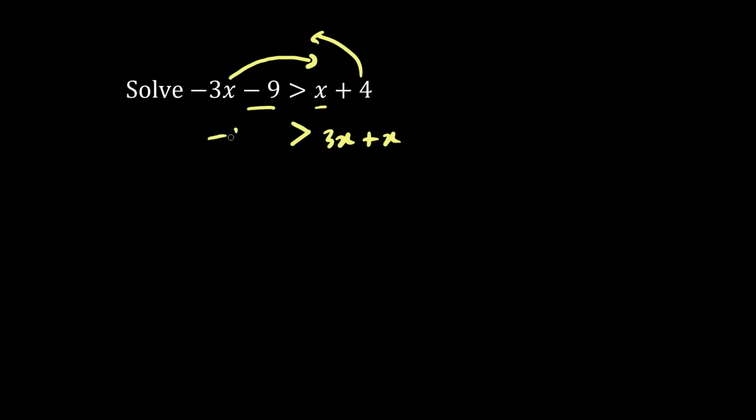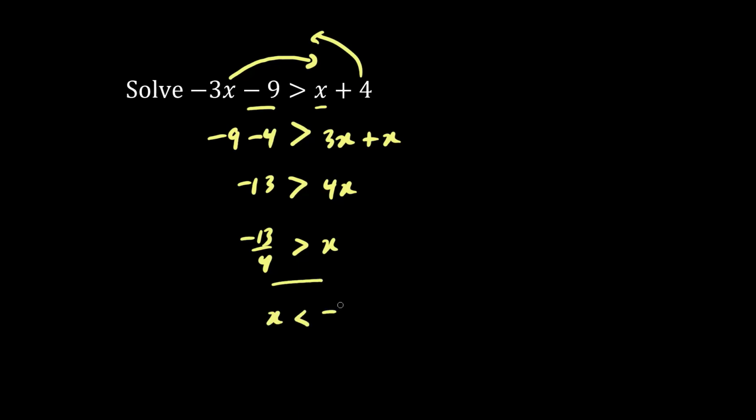So we have -9, -4. -9, -4 is -13. And 3x plus 1x is just 4x. Dividing both sides by 4, we have x is less than -13 over 4. This is the same thing as saying x is less than -13 over 4.